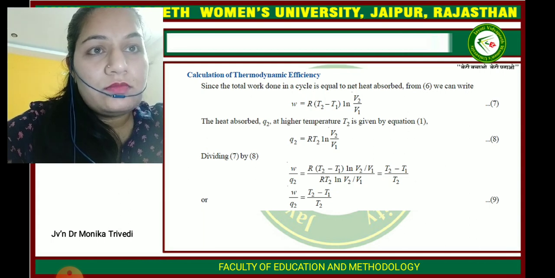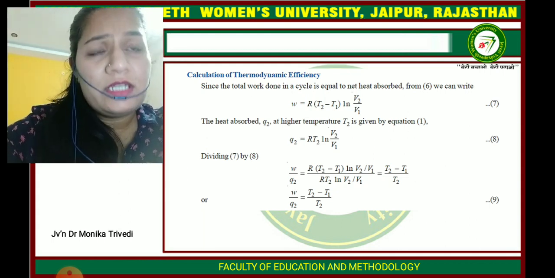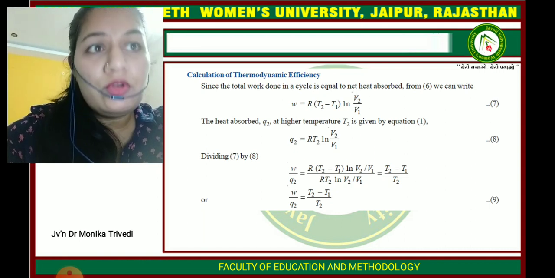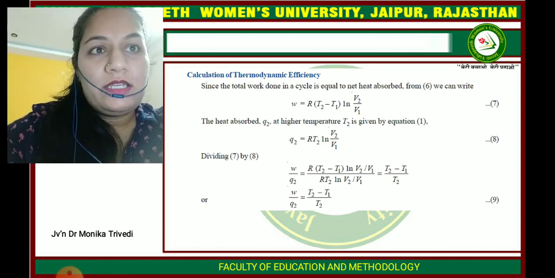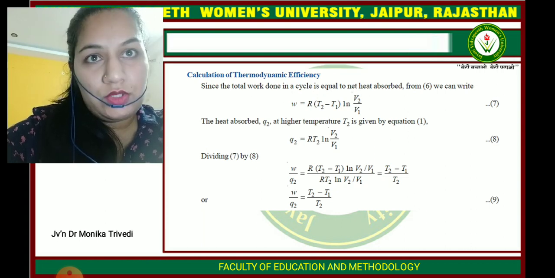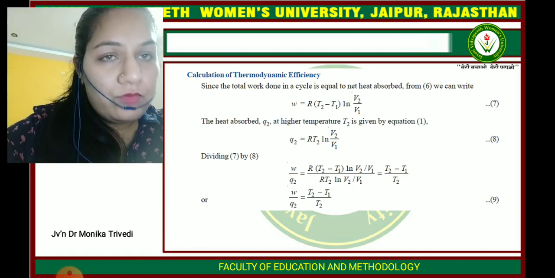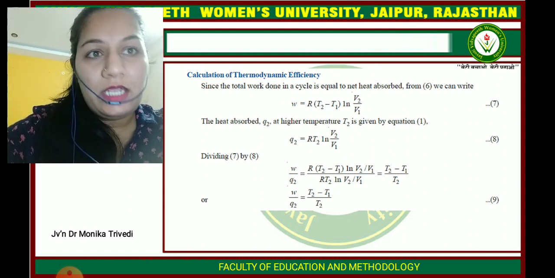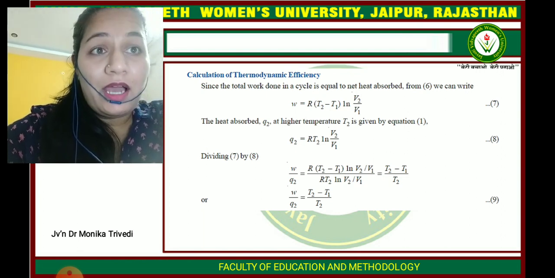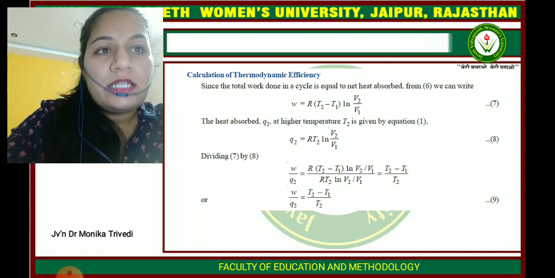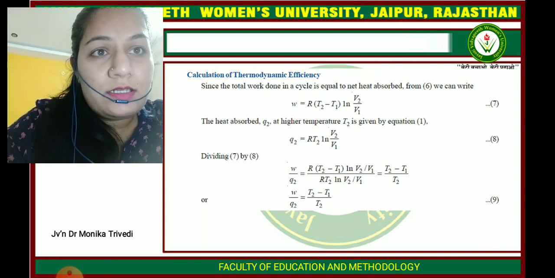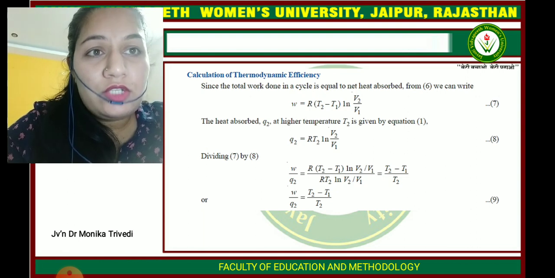Now we calculate the thermodynamic efficiency of the engine. Since the total work done in the cycle is equal to the net heat absorbed from equation 6, Q is equal to W. So we can write W is equal to R(T2 minus T1) ln V2/V1. The absorbed heat Q2 at the high temperature T2 is given by equation 1, so Q2 is equal to RT2 ln V2/V1. Hence, if we divide equation 7 by equation 8, W divided by Q2 is R(T2 minus T1) ln V2/V1 divided by RT2 ln V2/V1, which gives (T2 minus T1)/T2. So the efficiency of the engine, W/Q2, is equal to (T2 minus T1)/T2.